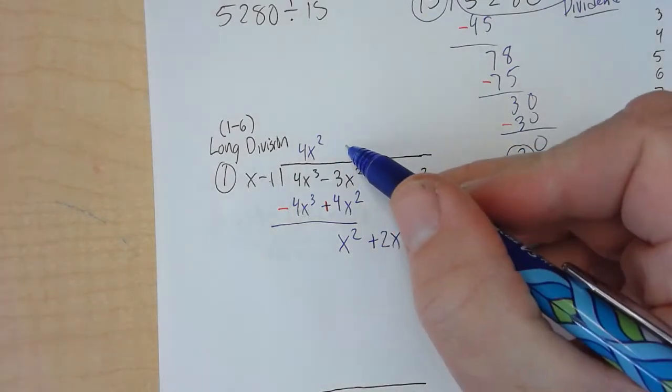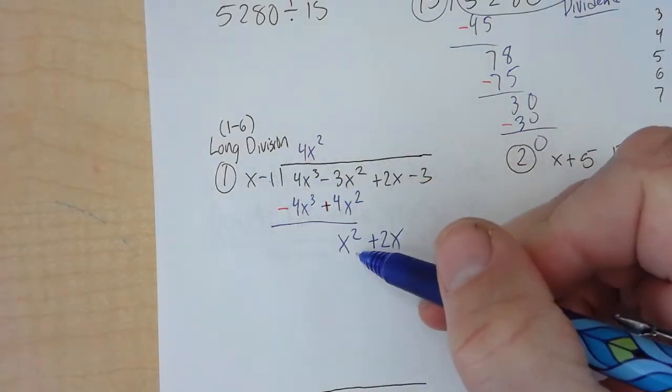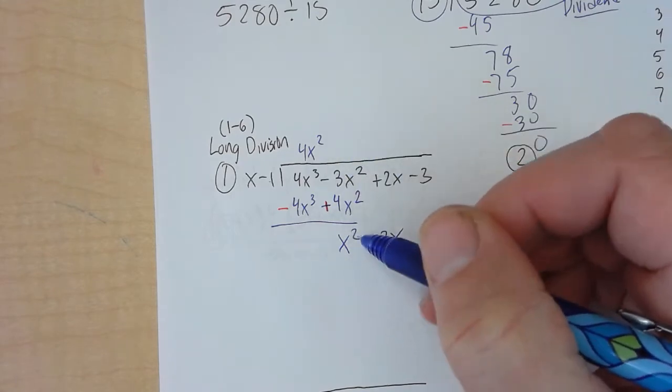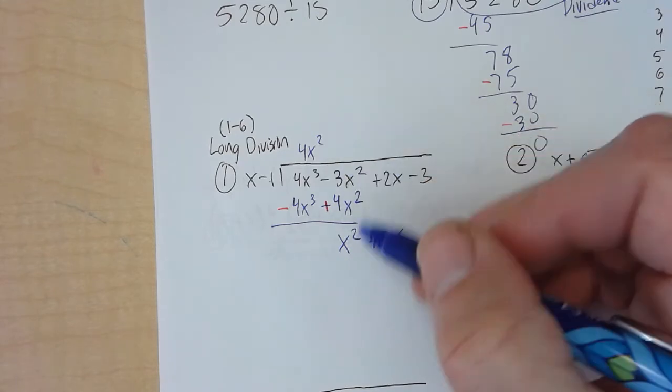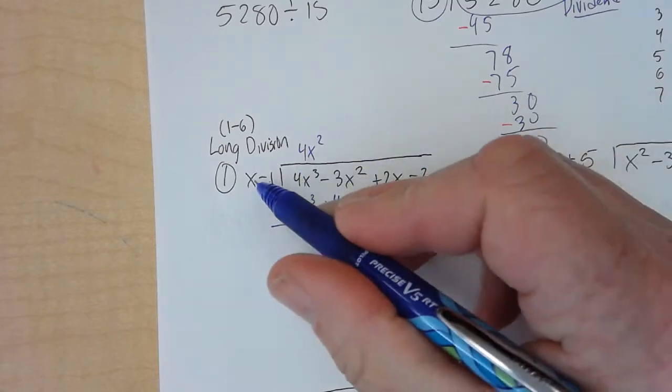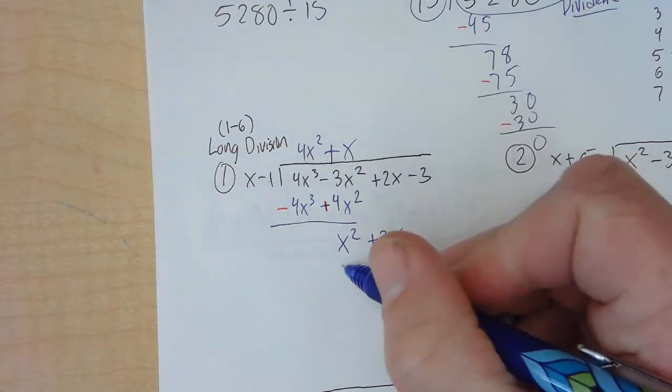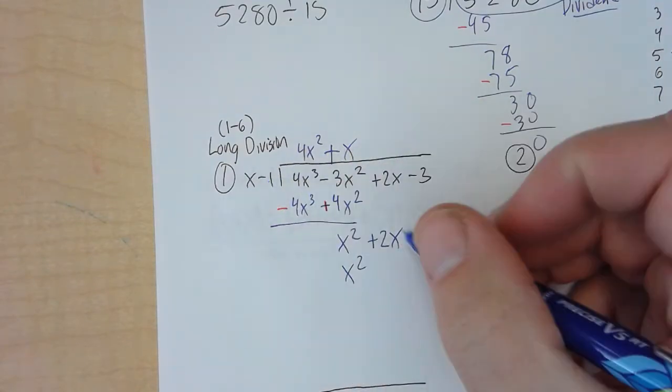What times x makes x squared? Well, I need an x, right? So I need to get rid of this first thing by subtraction. So I need to create the x squared. So what do I have, the x, I need an x more. So x times x makes x squared. x times 1 makes negative 1x.